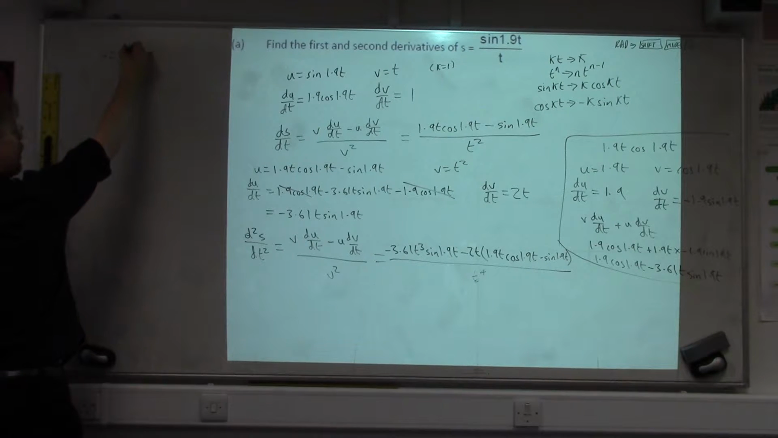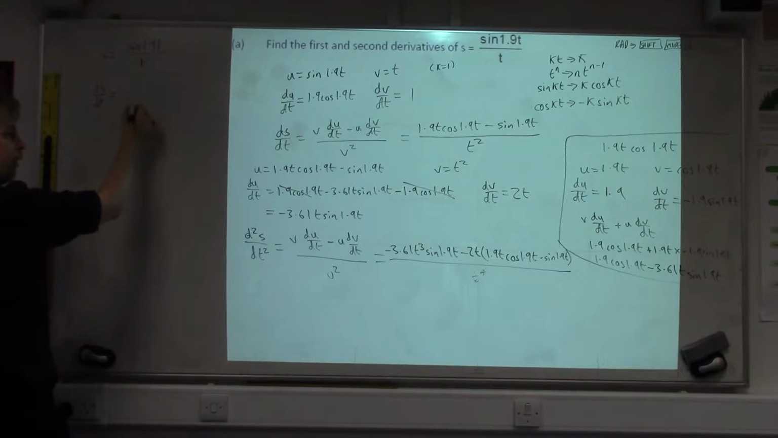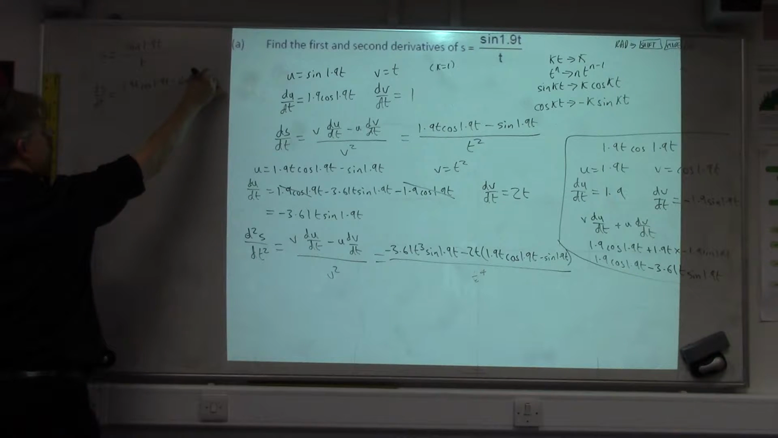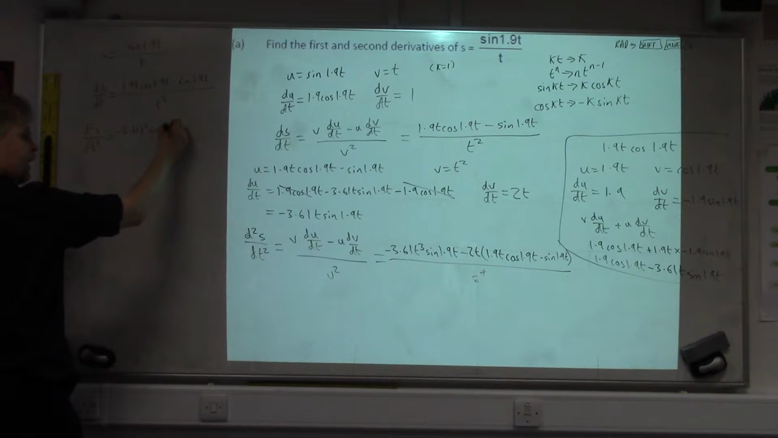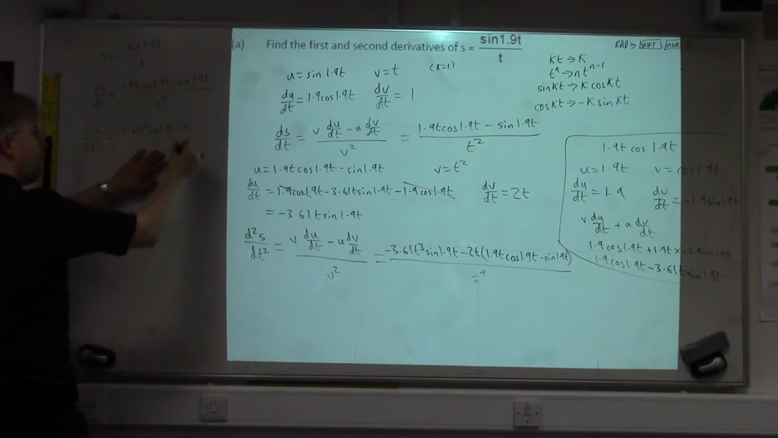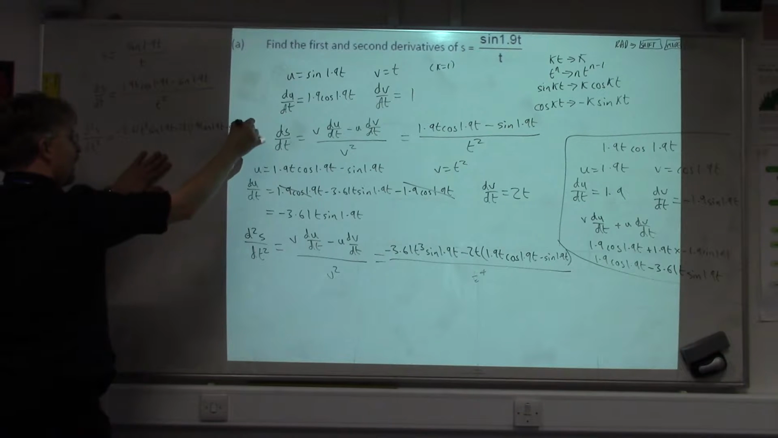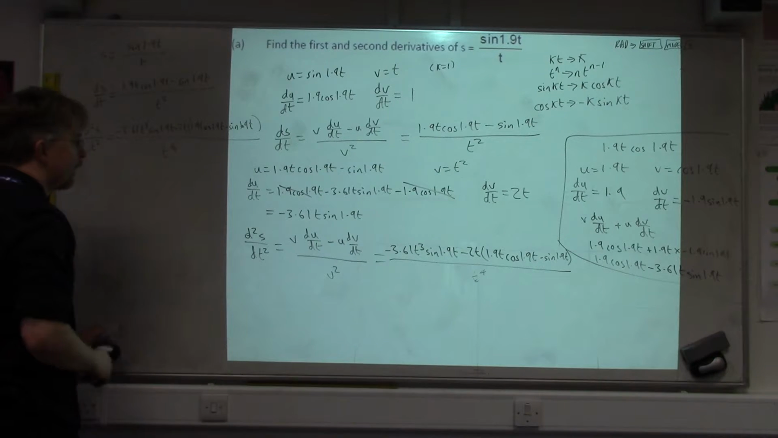So for reference for later: s equals sine 1.9t over t; ds by dt equals 1.9t cos 1.9t minus sine 1.9t, over t squared; and d2s over dt squared equals minus 3.61t cubed sine 1.9t minus 2t, open bracket, 1.9t cos 1.9t minus sine 1.9t, close bracket, all over t to the 4. It's a complicated expression, and we'll need all of those for later.